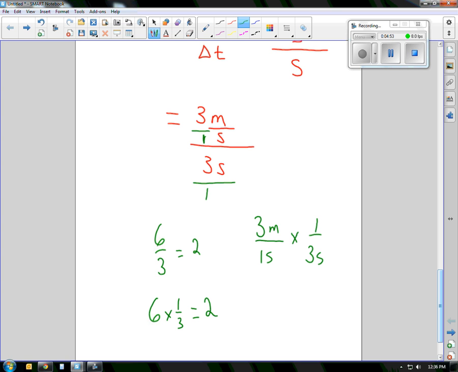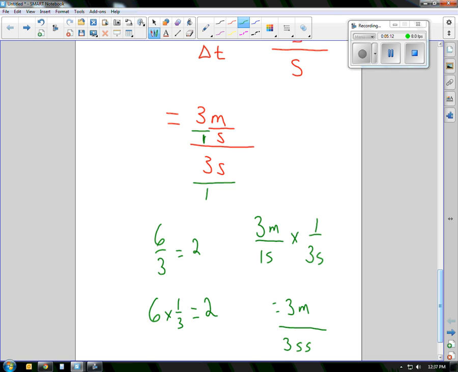Now take a look at what happens when you do your math. You go 3 meters times 1 equals 3 meters. And there you get 1 second times 3 seconds is 3 seconds, right?